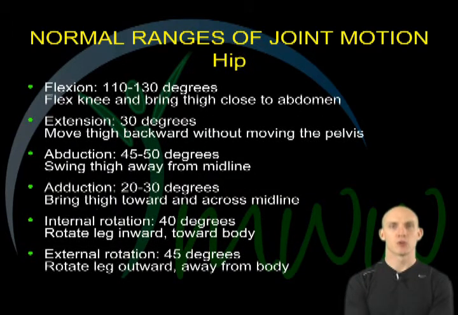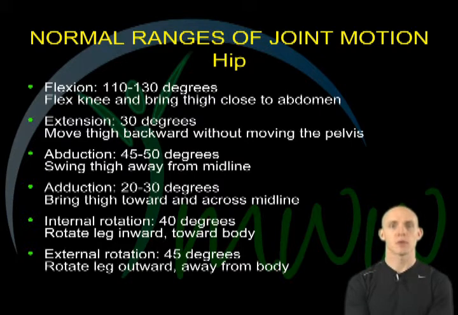Normal ranges of joint motion for the hip. Flexion. Recommended movement is 110 to 130 degrees. Flex your knee, bringing your thigh close to your abdomen. Extension. Recommended movement is 30 degrees. Move your thigh backward without moving the pelvis.